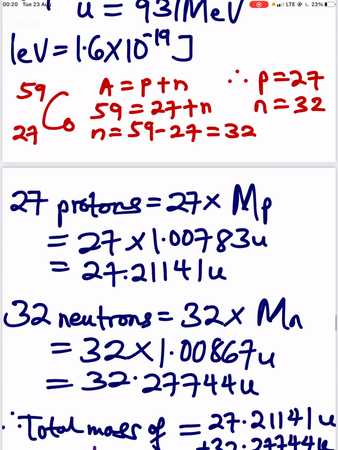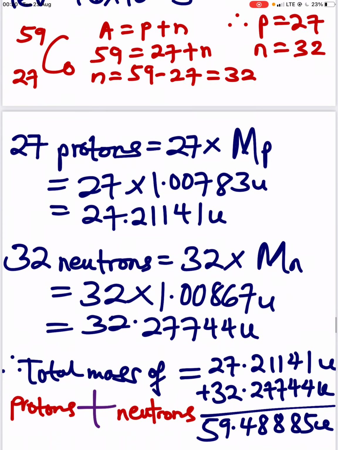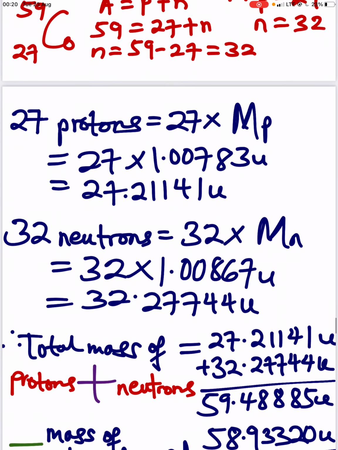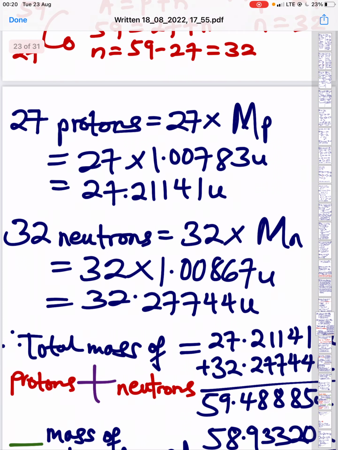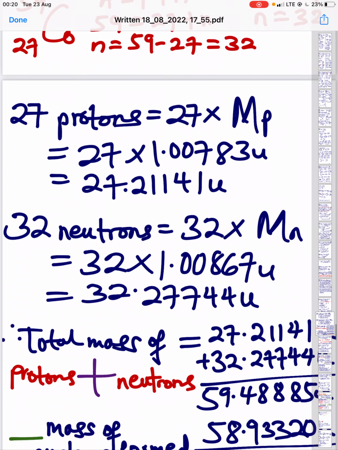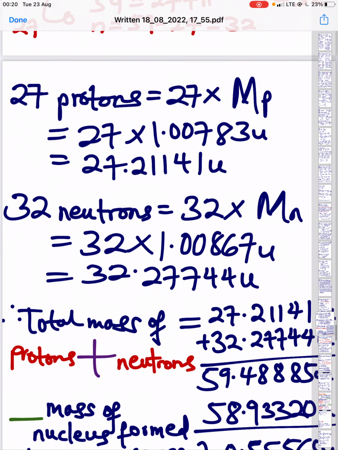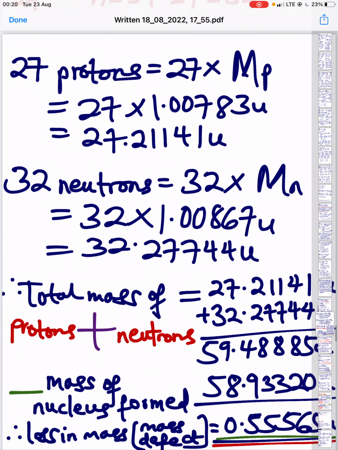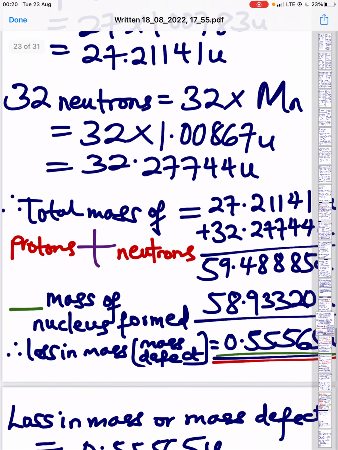Now, this means cobalt 59 has 27 protons. The total mass of the protons will be 27 times mp, which will give 27 times 1.00783 U, which will give us 27.21141 U. Also, there are 32 neutrons in the cobalt 59 that we are given, which will give 32 times mn and also give us the total mass in terms of U.